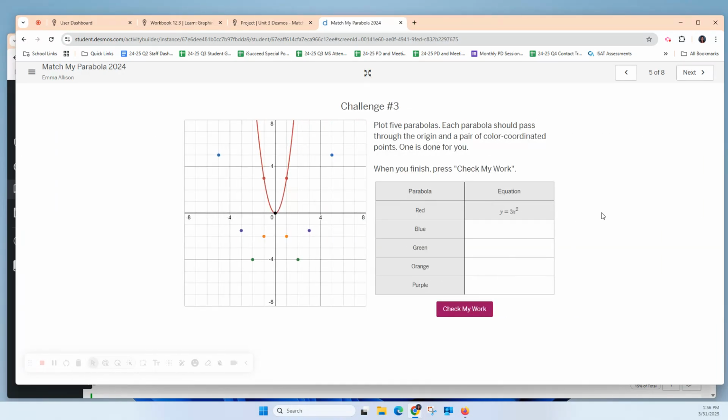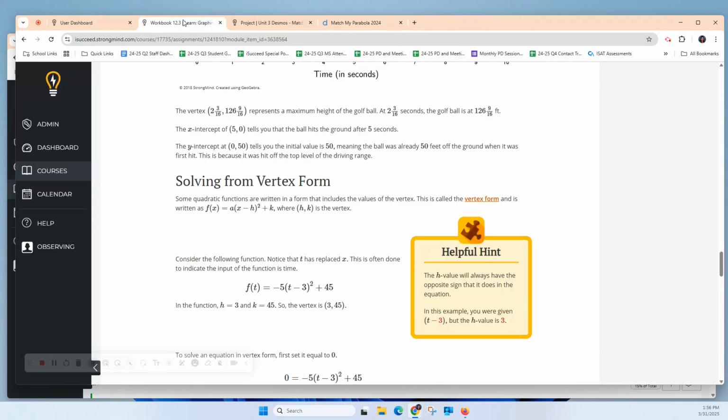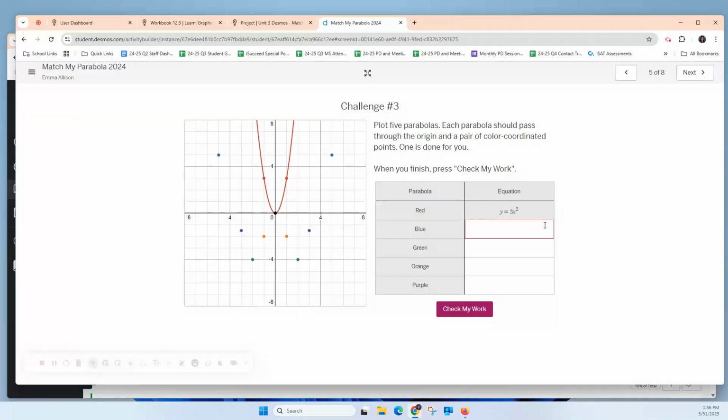This next one, this is where the A in front of our vertex form comes in handy. So this A right here, that's telling me how our graph is getting wider and smaller. So if you go back into this one, if I want to go through the black dot and my blue dot for this first one, okay, each parabola should pass through the origin and a pair of colored coordinates. So I want to go through the black point and my blue points.